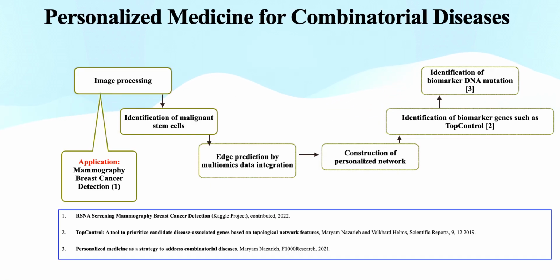If a person suffers from chronic diseases as well as virus infection, we suggest to follow the personalized medicine pipeline for combinatorial diseases, which consists of 6 stages, starting from image processing until identification of biomarker genes such as biomarkers in top control methods and identification of biomarkers underlying and related to DNA mutations.